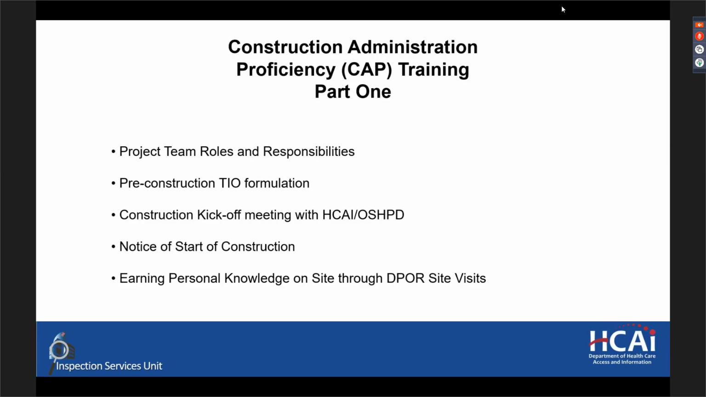So as Monica explained, the Construction Administration Proficiency Training is based on Chapter 7 of the California Administrative Code, and the basis of this presentation is to go over project team roles and responsibilities, the formulation of the pre-construction TIO, the Testing, Inspection, and Observation Program, an overview of the construction kickoff meeting with HCI OSHPOD field staff, the issuance of the notice of start of construction, and the value for earning personal knowledge on site through DPOR site visits.